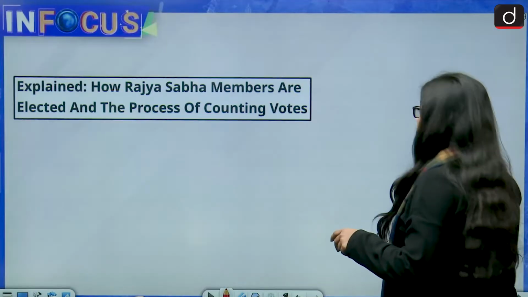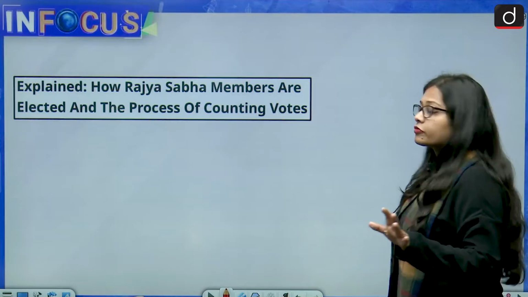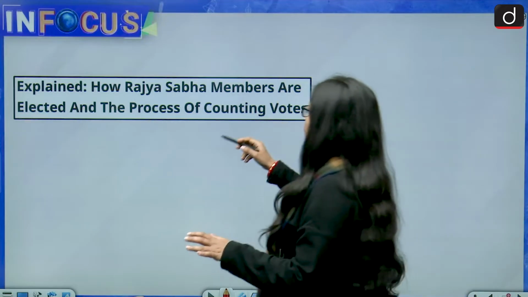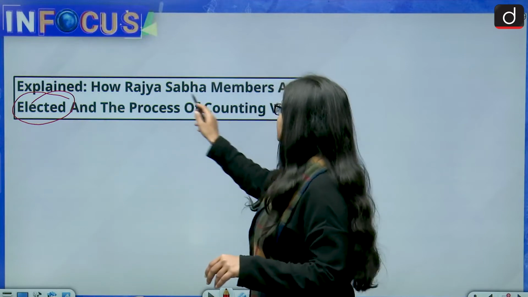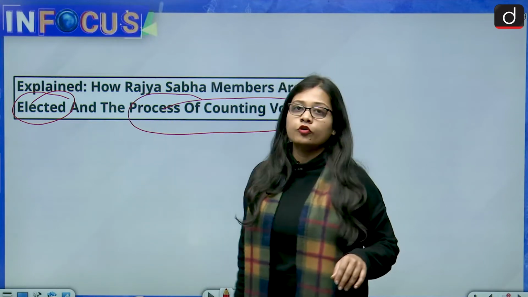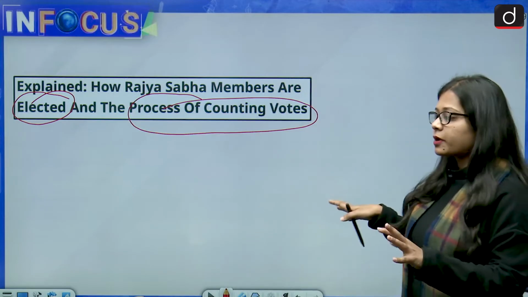So let's begin. The news talks about how Rajya Sabha members are elected and the process of counting of votes. So the first aspect is how they are elected, and the second aspect is the process of counting votes. These two things we will be looking at specifically. So let's get back to the basics.